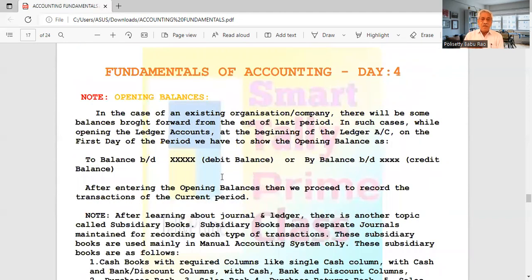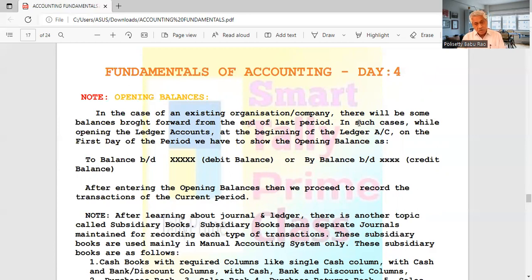When you are opening an account or dealing with an account, in the organization there will be many accounts. Some of the accounts may have balances and some of the accounts may not have balances. When you are starting the account in a particular period, if there is any balance in the previous period, that is to be brought down, that is to be entered at the beginning of the current period. At the beginning, we have to take the balance from the previous period. That is called the opening balance.